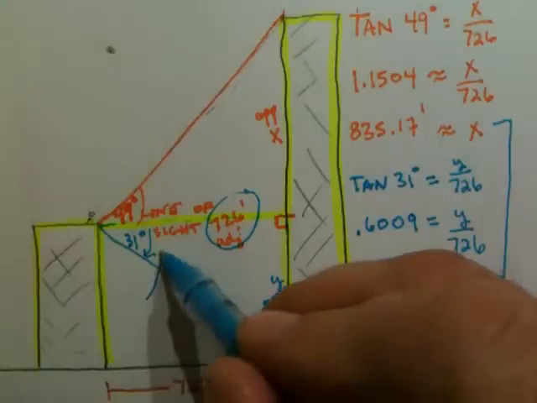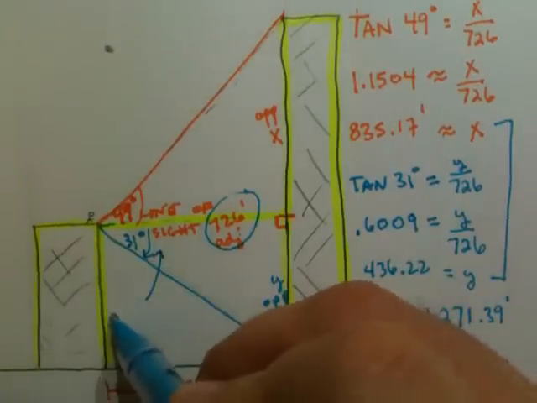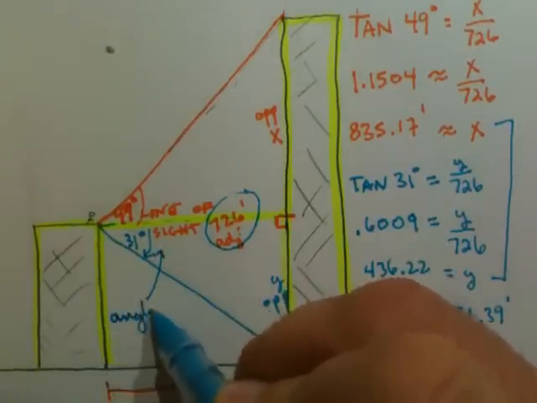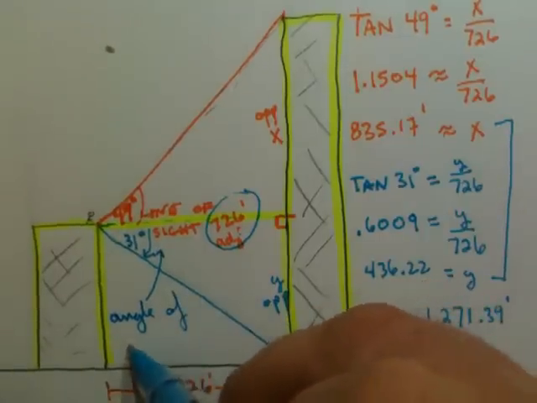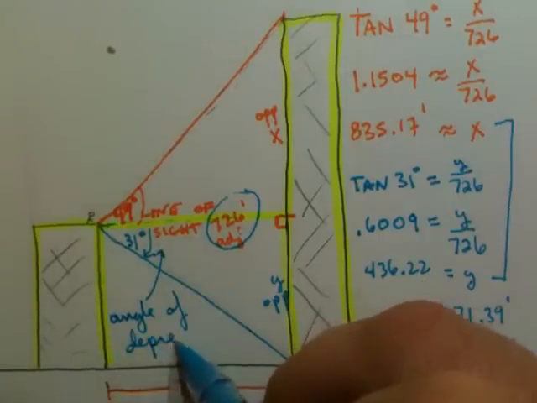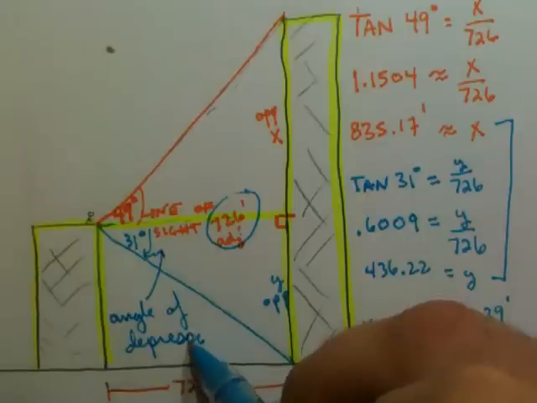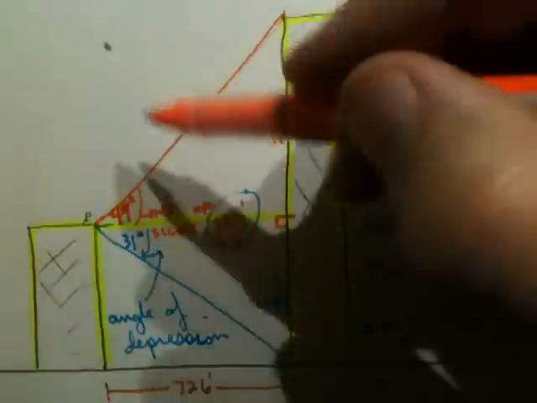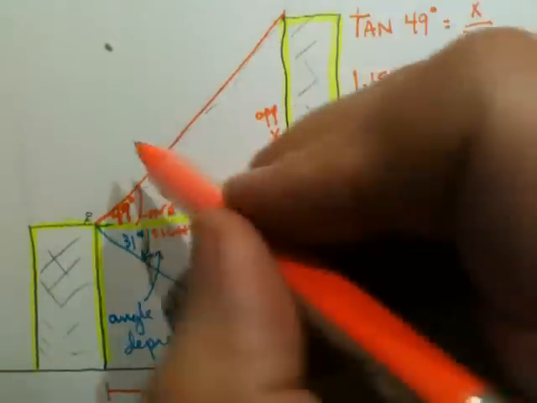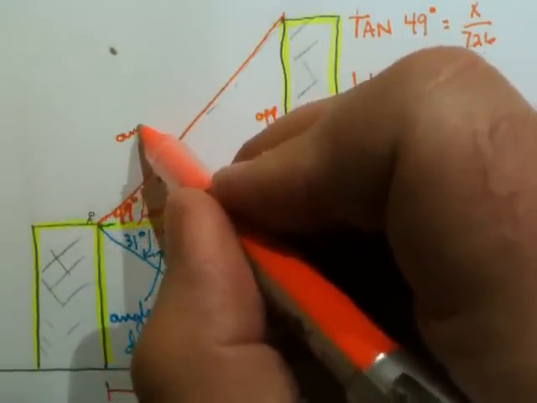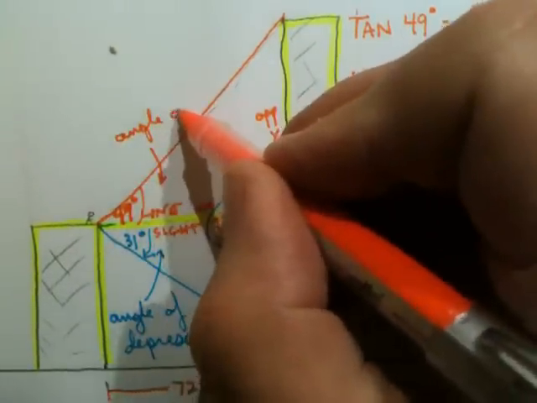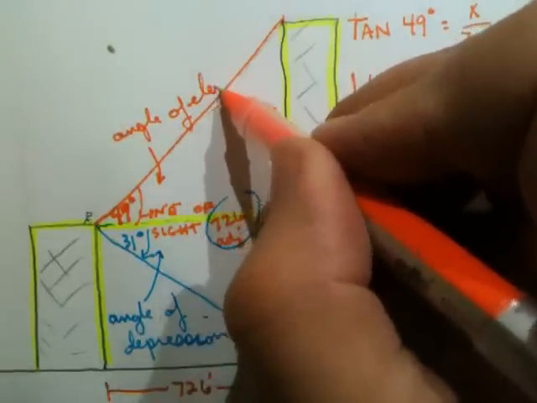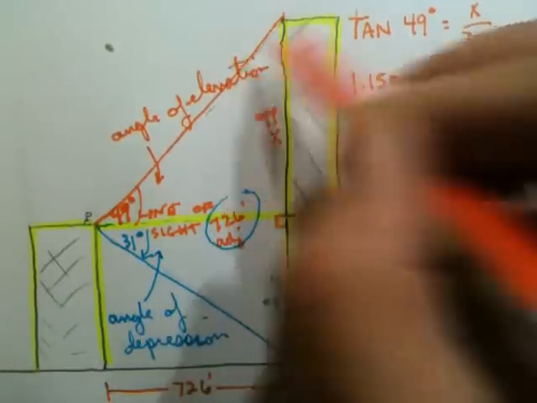Remember, the 31 degrees is the angle of depression, and the 49 degrees is the angle of elevation.